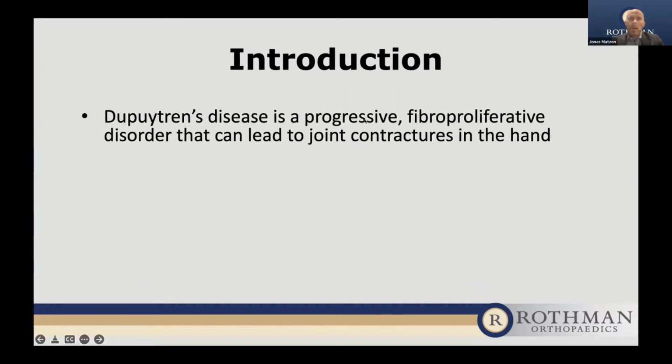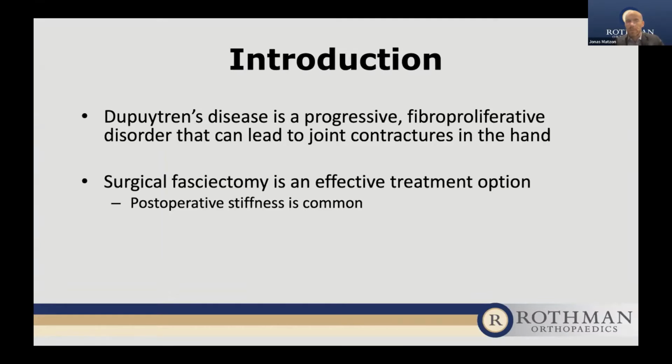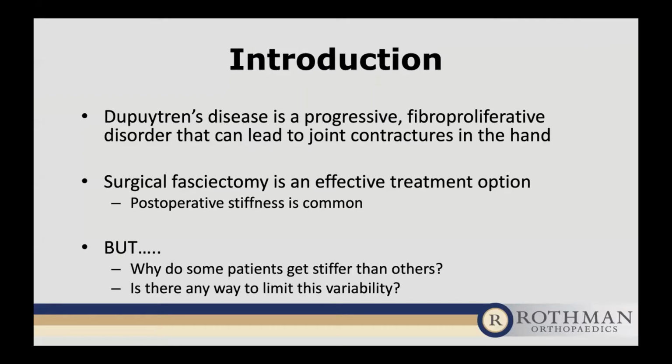As we all know, Dupuytren's is a progressive fibroproliferative disorder that can lead to hand joint contractures. While there are many options for treatment, surgical fasciectomy has been shown to be effective. Unfortunately, one of the issues that we encounter is postoperative stiffness. This has troubled me and my partners, where we find there's a pretty wide variation of how people do. Some people do amazingly well and others struggle. This made us ask the question, why do some patients postoperatively get stiffer than others? And is there any way to limit this variability?